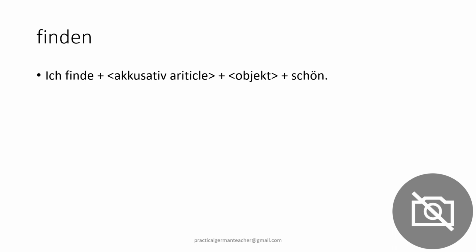For example, I quite often say, I find it good, I find it bad, I find it really good, I find it interesting. And that's why I'm saying ich finde, then the accusative article and the object of my interest, and then schön. I can use other adjectives as well. Besser, warm, kalt. I hope you get the idea.